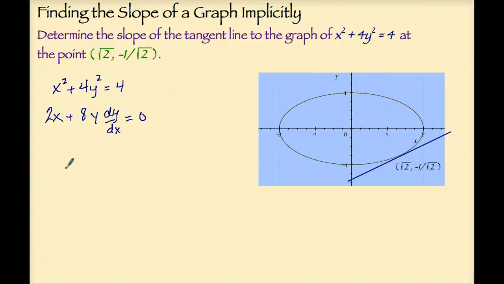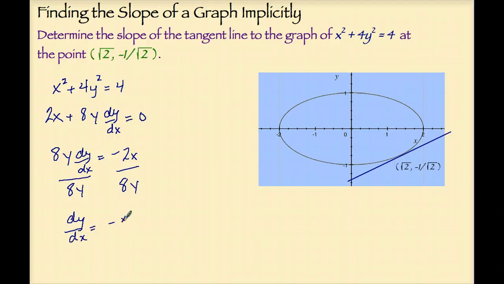Now remember, step 2 says to move all terms not containing dy/dx to the right side of the equation. So that's going to leave on the left side 8y dy/dx is equal to negative 2x. Step 3 says to factor dy/dx out of all of the terms on the left side. But since I only have one dy/dx term, I'll go on to step 4, which says to isolate dy/dx by dividing by the factor that you have, which in this case is just 8y. That leaves dy/dx equals negative x over 4y, simplifying that fraction.